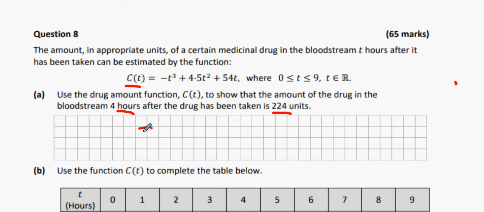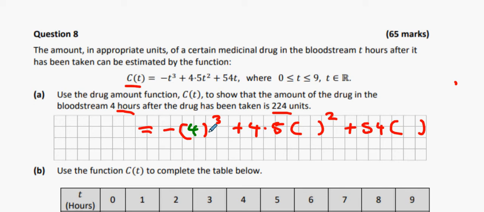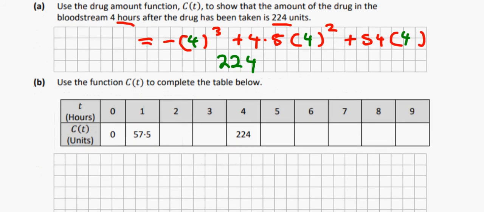Replace all T's with what? But it tells us what the X value is. What's the X value? No, that's the C value. That's how much drugs there are in your system. We want the time value. So you put in 4s here. And when you put that into your calculator, you get 224.